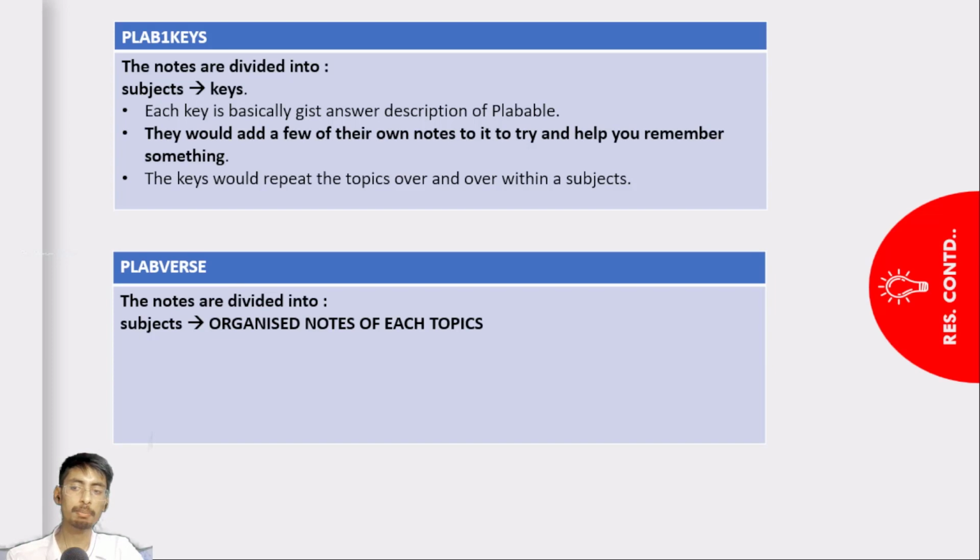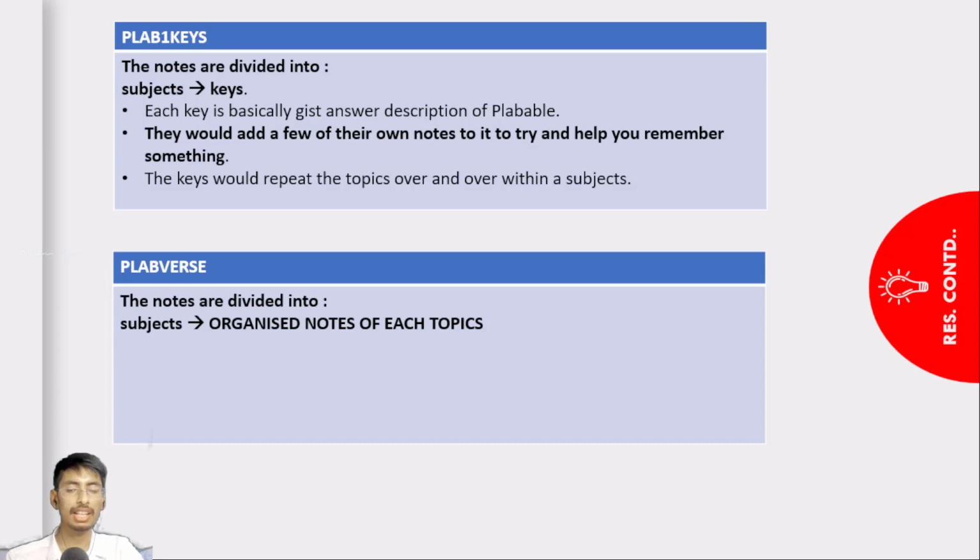So let's talk about the Plab1 keys. The Plab1 keys are notes, as I've already mentioned. In the Plab1 keys, they have subjects, and they divide each subject into keys to cover all the topics within those subjects. Each key is basically a gist of the explanation given in the Plabable, and they add a few things of their own notes, trying to help you memorize those things.